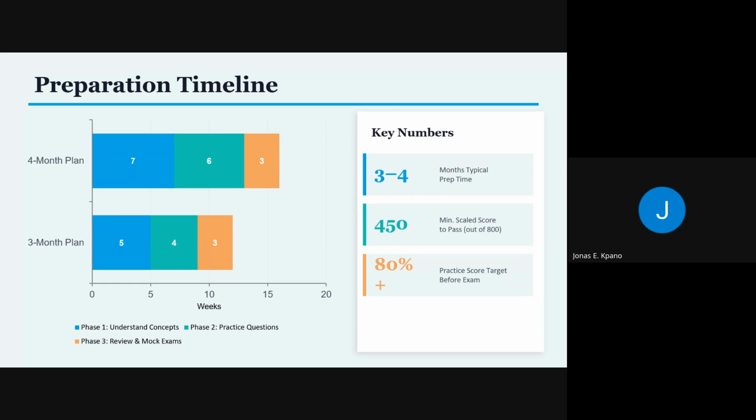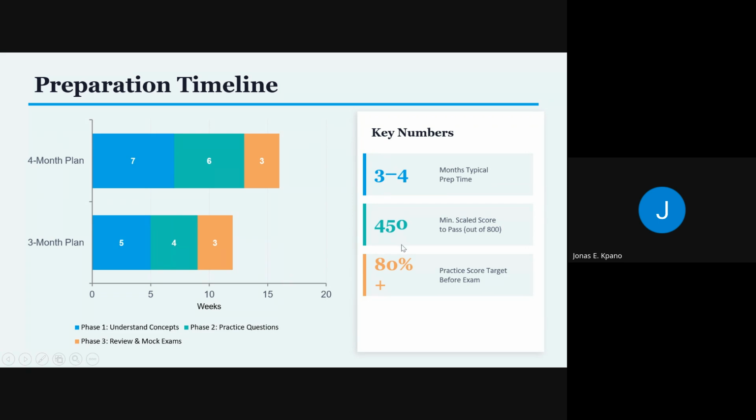So when we are taking the 4-month plan, you can use 7 weeks to understand the concepts of CISA, the CISA domains. We can use the other 6 weeks to practice questions, and you can use 3 weeks to review mock exams. If you are taking the 3-month plan, you can use 5 weeks to understand the concepts. You can use 4 weeks to practice questions, and also 3 weeks to review the mock exams.